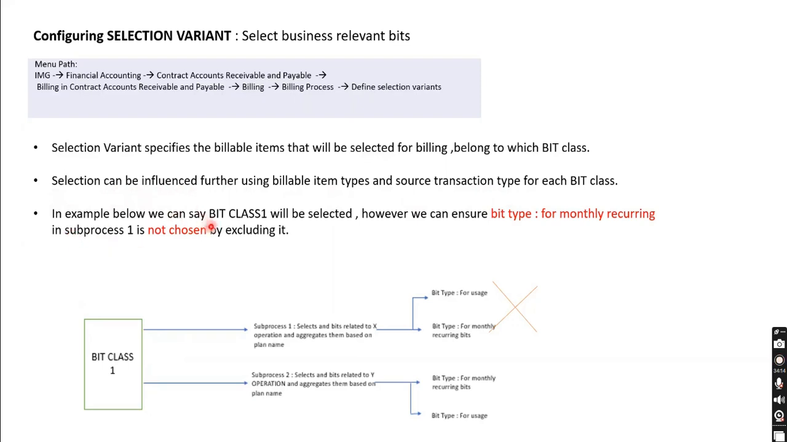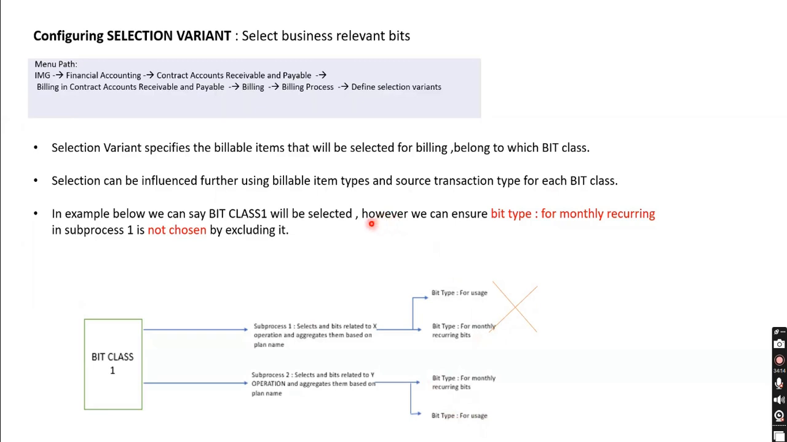In this example we can say that bit class 1 is selected. I have already used the same example here. Here bit class 1 will be selected. However, we can ensure that bit type for monthly recurring in sub process is not chosen by excluding it. So in bit class 1 I have two sub process, sub process 1 and sub process 2. Each sub process has bit type for usage and bit type for monthly. Here also bit type for usage and bit type for monthly.